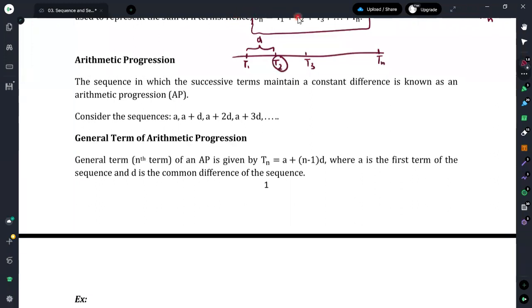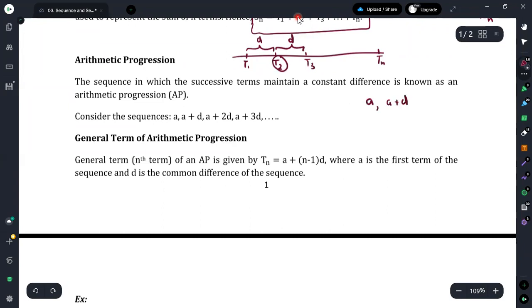Therefore, here it says that we are having a common difference. It means that the distance between two consecutive elements has equal length. Therefore, if you are having a sequence with the first element A, then the next term is A plus D. It is because the second term is obtained by adding some value to the preceding term. Therefore, the successive term is always obtained by adding a constant term to the preceding term.